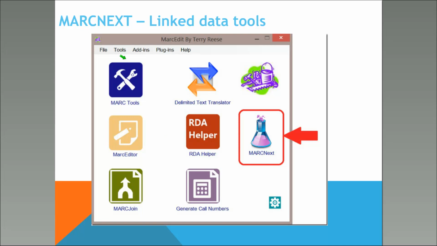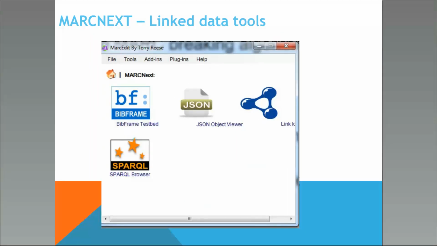It's looked the same for a little while, but the RDA Helper is now, and I showed you that earlier, on the toolbar, so it's up here. So is Generate Call Numbers. That's on the toolbar. So these two are on the toolbar now. So you may see things appear a little bit different on the main screen, and you may just have to look around a little bit.